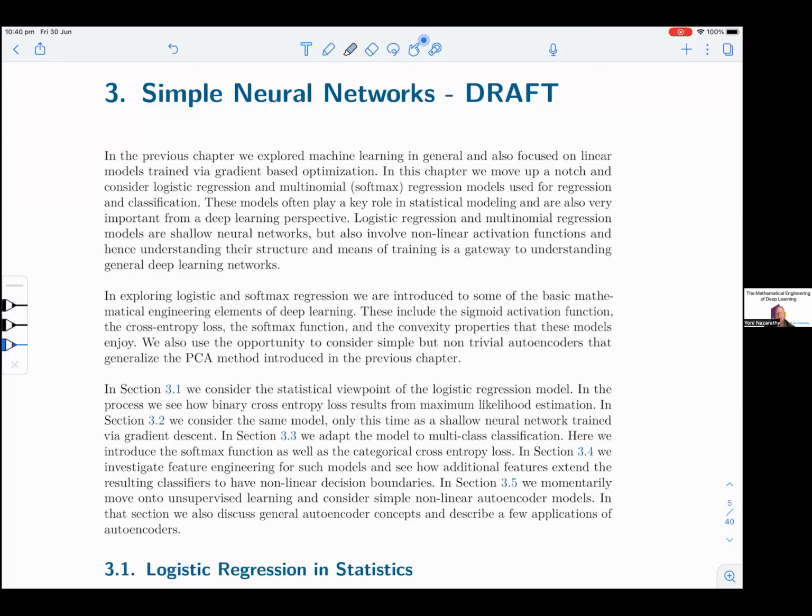and classification. These models often play a key role in statistical modeling and are also very important from a deep learning perspective. Logistic regression and multinomial regression models are shallow neural networks, but also involve nonlinear activation functions, and hence understanding their structure and means of training is a gateway to understanding general deep learning networks.